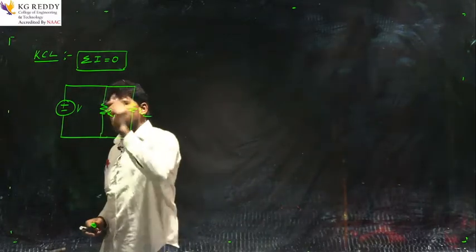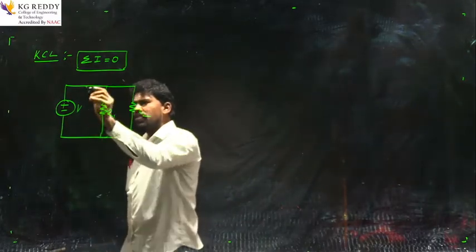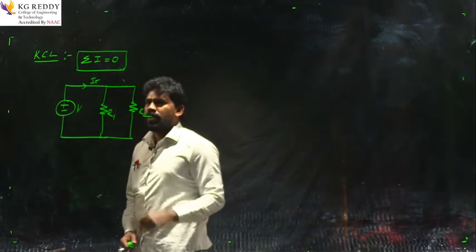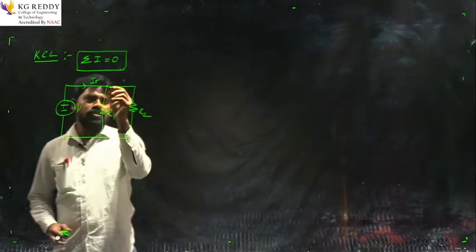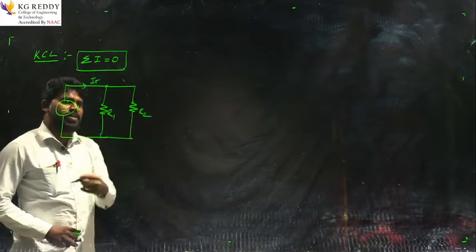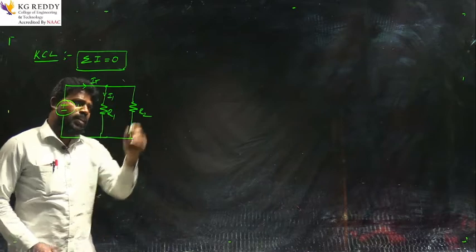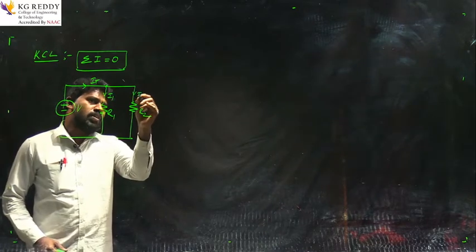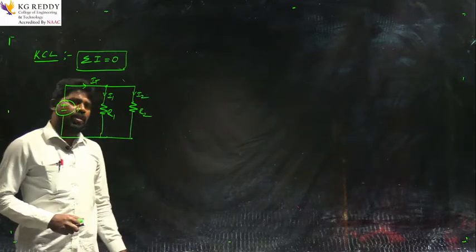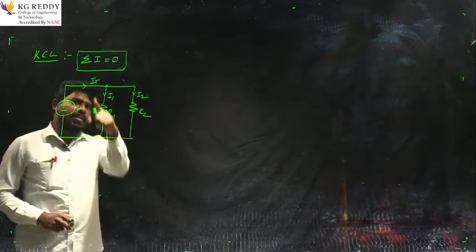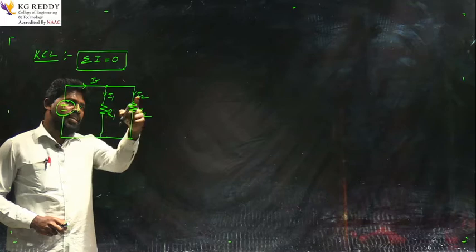Now you can see the current delivered from the voltage source is IT, the total current. The total current is going to split into two parts. Some current passes through the R1 resistance and the remaining current passes through the R2 resistance. How many currents exist in the circuit? Three currents: IT, I1 and I2.